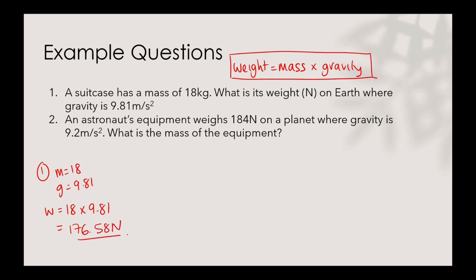176.58 newtons. Then for question 2, it says an astronaut's equipment weighs 184 newtons on planet Earth where gravity is 9.2 meters per second squared. What is the mass of the equipment? So for number 2, the weight is 184 newtons and gravity this time is 9.2. It's worth checking: they will tell you in the question what value of gravity to use, or it will be given to you on the front of your exam paper. But all we then need to do to work out the mass is 184 divided by 9.2, and on the calculator that gives us an answer of 20 kilograms.